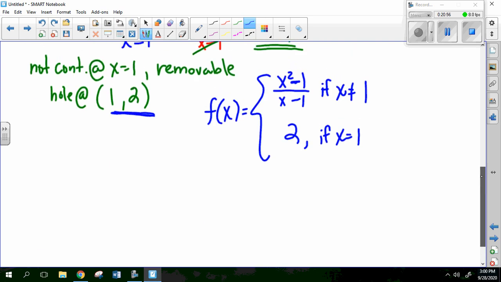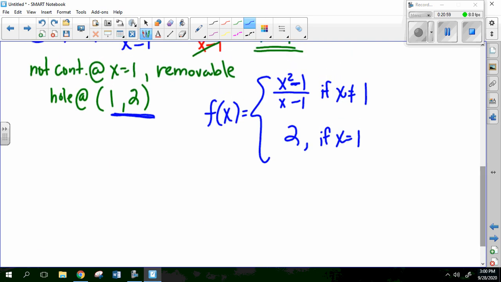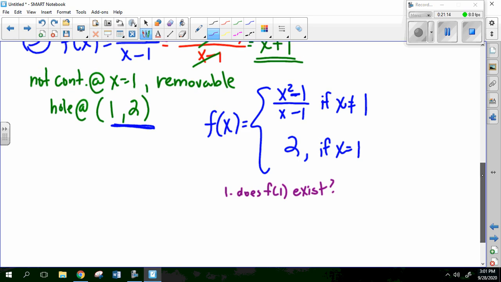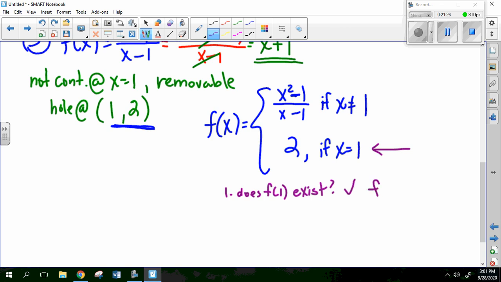So what does that do? Let's take a look at our piecewise function and see if it meets the 3 conditions of continuity. Now I want to know, does f of 1 exist? Well, it didn't in the original. It was not allowed in the original, but is it allowed in the new one? Yes, because I'm allowed to let x equal 1 in the second piece of the piecewise function. f of 1 equals 2. It does exist.